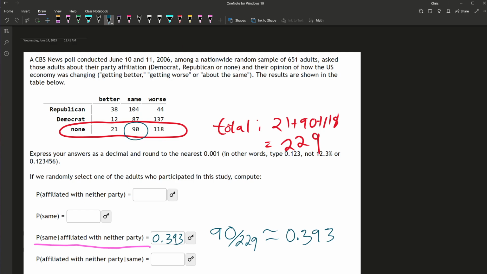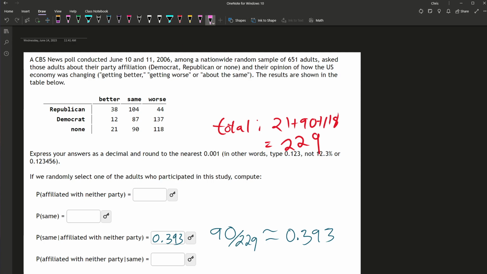Now we have to be careful because these conditional probabilities, you can't just flip them around and get exactly the same thing. So the next thing is, it looks like it's the same thing but flipped, but we're going to see that we're not going to get exactly the same answer here. The next one is the probability that someone is affiliated with neither party, given that they believe the economy is the same.